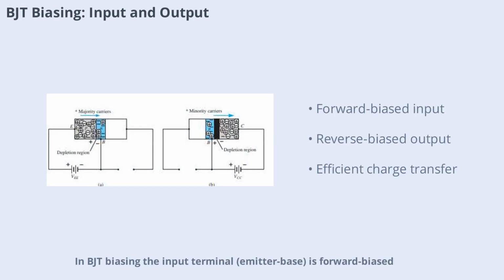In BJT biasing, the input terminal, emitter base, is forward biased, thinning the depletion region and allowing majority carriers to flow from emitter to base. The base, being lightly doped, has few majority carriers, resulting in minimal recombination. The output terminal is reverse biased, collecting the majority carriers from the input. This process is essential for the transistor's amplification function, ensuring efficient transfer of charge and signal.